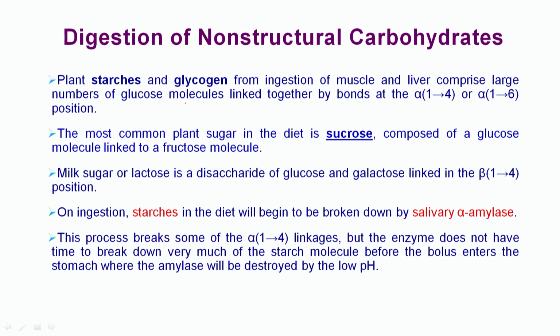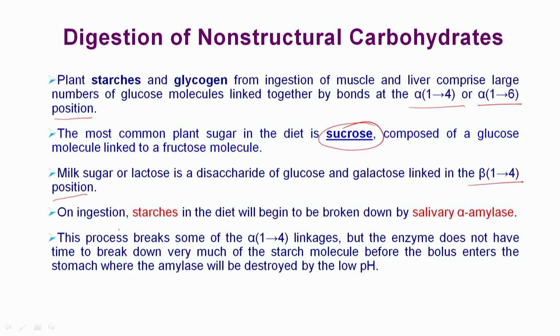The plant starches and glycogen from ingestion of muscle and liver comprise a large number of glucose molecules linked together by a bond at the alpha 1,4 or alpha 1,6 position. The most common plant sugar in the diet is sucrose, composed of a glucose molecule linked to a fructose molecule. Milk sugar, or lactose, is a disaccharide of glucose and galactose linked by a beta 1,4 bond.